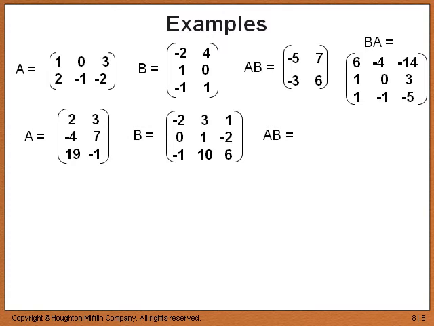So you first need to ask yourself, of course, is this possible? Well, you need to look at the number of columns of the left-hand matrix and the number of rows of the right-hand matrix. Is it possible? No, it is not possible, because those numbers don't match. We have 2 columns in the left-hand matrix, and we have 3 rows in the right-hand matrix. Therefore, they are not multipliable.